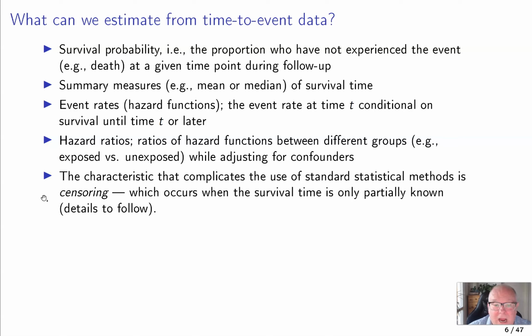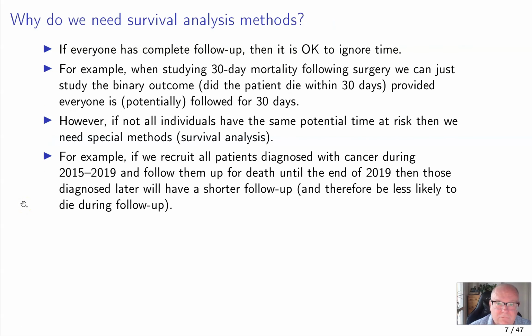Now, the characteristic that complicates the use of standard statistical methods is censoring. I'm going to give a more detailed definition on the next slide, but censoring occurs when the survival time is only partially known. Now, if everybody has complete follow-up, then we can ignore the time dimension. For example, when studying 30-day mortality following surgery, we can just study the binary outcome and calculate the proportion of patients who died within a 30-day period.